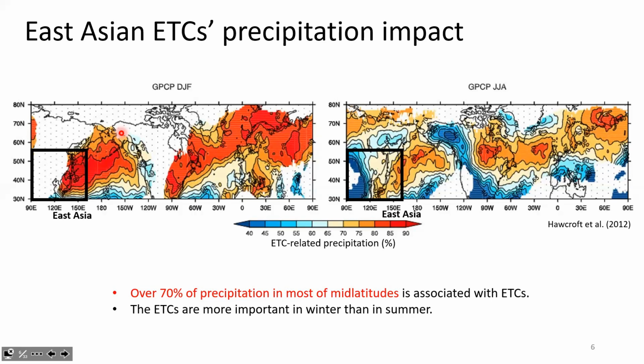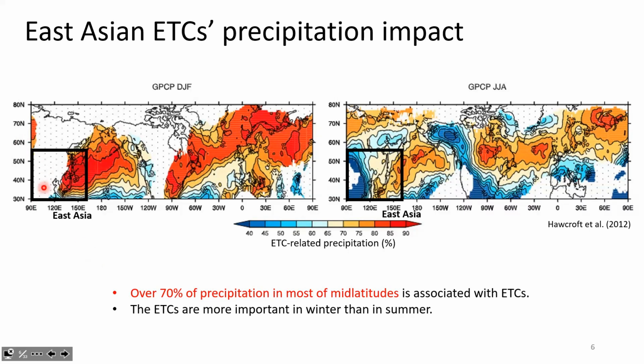This is the cyclones' contribution to northern hemisphere total precipitation. As you can see, the cyclones' contribution is higher in the winter season than in the summer season. Over 70% of precipitation in most of the middle latitudes is associated with extratropical cyclones. In East Asia, extratropical cyclones also have a high contribution to local precipitation.